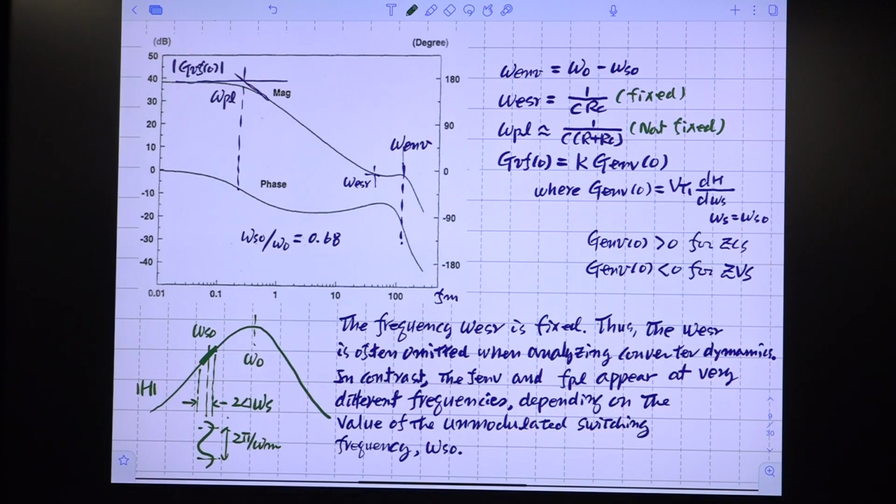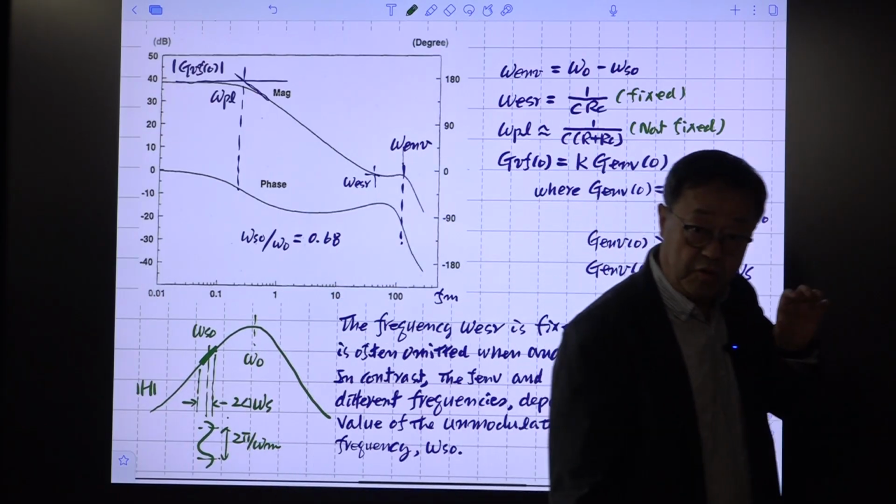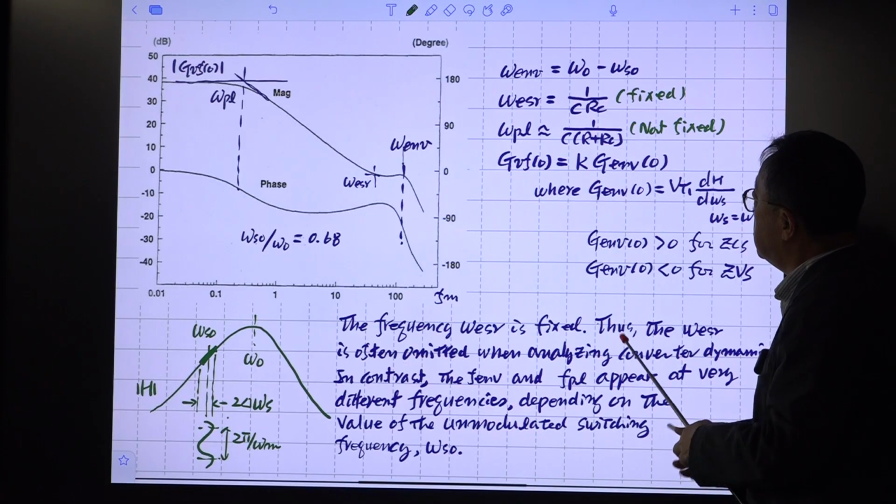This is an example. One guy generated this plot, all right? I'd like to show the relationship between our previous analysis and the result of this simulation. This is generated with some method. Actually, it is generated with the extended describing function method by one guy. So we are just taking a look at the result of this.